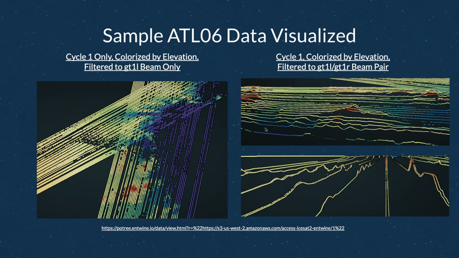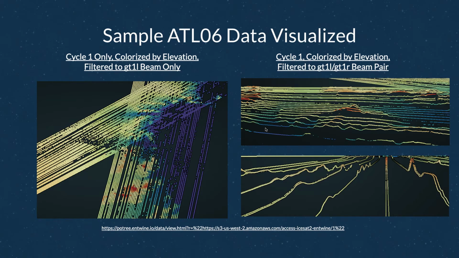Next slide here, you can see we can do a little bit more bifurcation even at the cycle level. On the left-hand side, we have cycle 1 only. It's again colorized by elevation, but we filtered down to a single beam. On these satellites, each pass actually has 6 beams and sensors that it's using. And so in this case, you can filter down to a specific beam, which creates one single track for you to do some scientific calculations against.